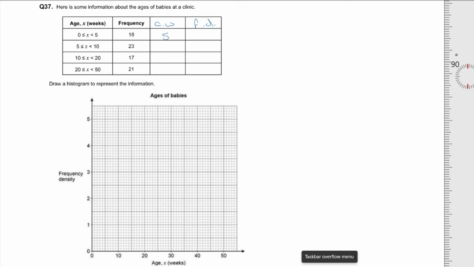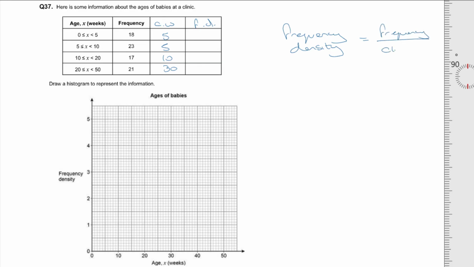Next one, 5 to 10, 10 take away 5 is 5 as well. The next class width, 20 take away 10 is 10. And the last one, 50 take away 20 is 30. They're all the class widths. Then frequency density is equal to frequency divided by class width. That's the formula you need. So basically you're dividing these, aren't you?